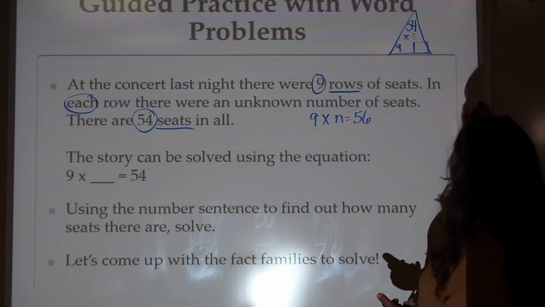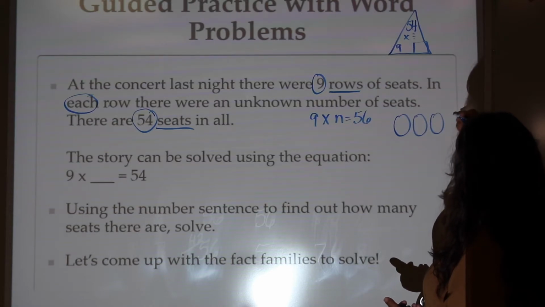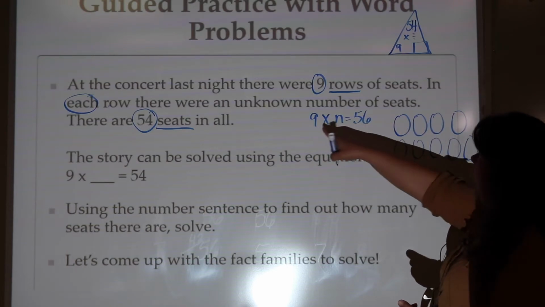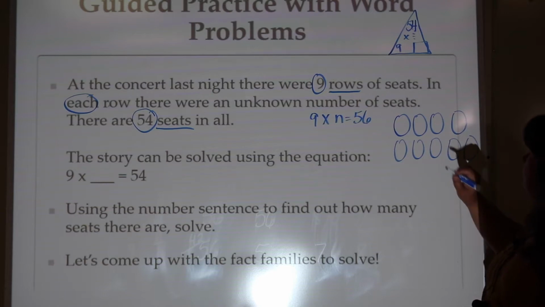So I'm going to draw, let's see what I have room for. We'll do 9. 1, 2, 3, 4, 5, 6, 7, 8, 9. I'm making 9 and I'm going to put them in here till I get to 56.